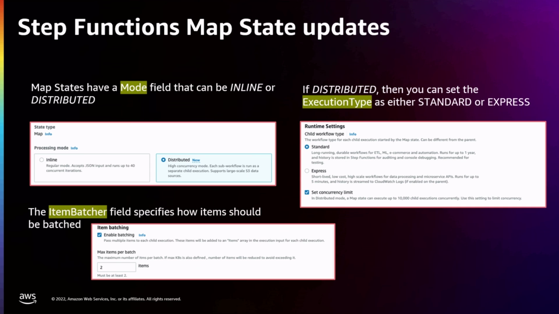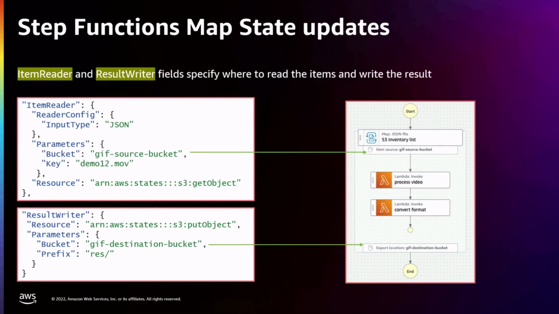If you choose to run your map state as distributed, then you have two options for how it executes. So if you have a distributed map state, you can say, I want this to execute as a standard workflow or as an express workflow. And given everything we've been talking about earlier, I would suggest you default to have it run as an express workflow if that makes sense for your workload, right? You can also set up a batcher, so you can process items in batches.